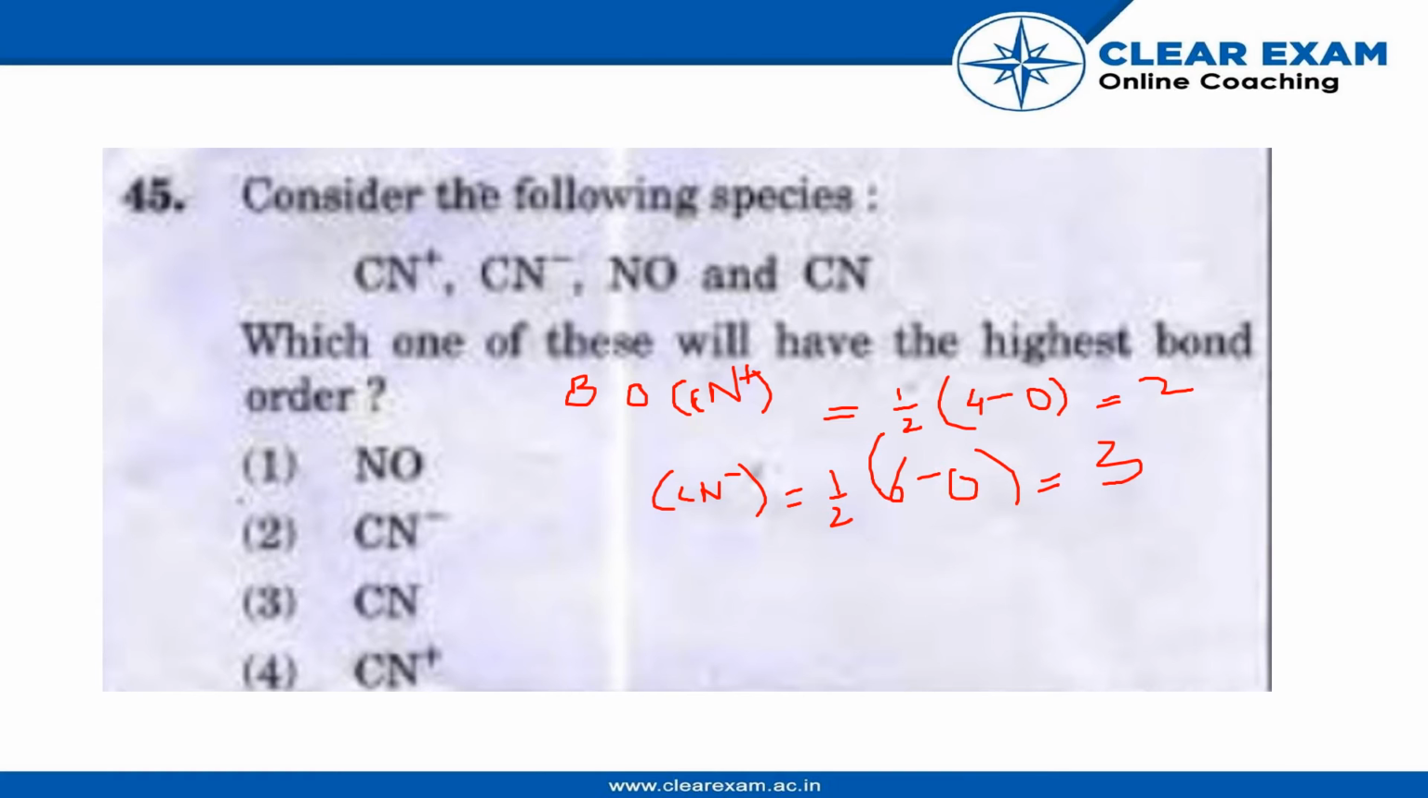For NO, it's half of 6 minus 1, that is equal to 2.5.